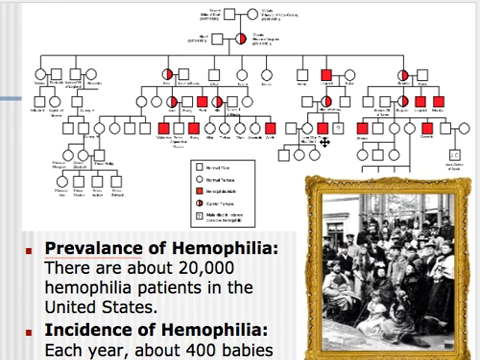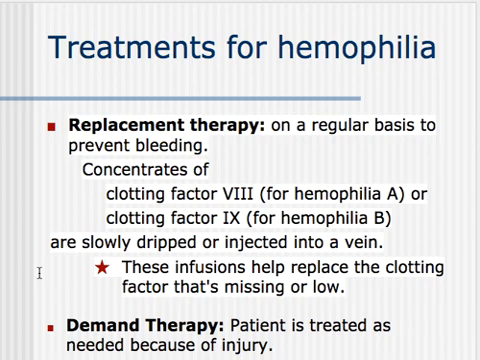There's about 20,000 people in the United States that are born with hemophilia. And each year, about 400 babies are born with hemophilia. So treatments for hemophilia, again, they give them clotting factors, okay? And here's the on-demand therapy I was saying, that if you get injured, you need to go to the hospital and get blood products so that way you can stop bleeding. But there's also replacement therapies where you can get blood products on a regular basis. You can get those clotting factors in order to make it so that way if you do get cut or you start bleeding, that you are okay.